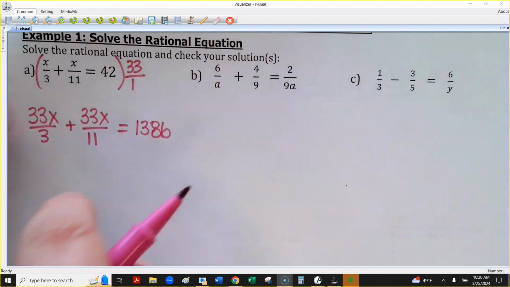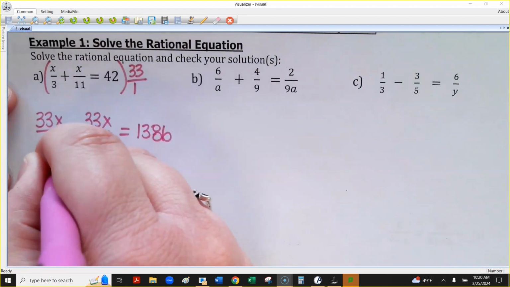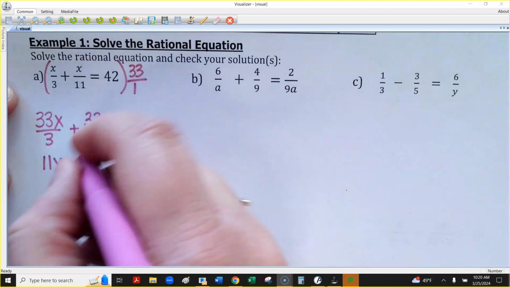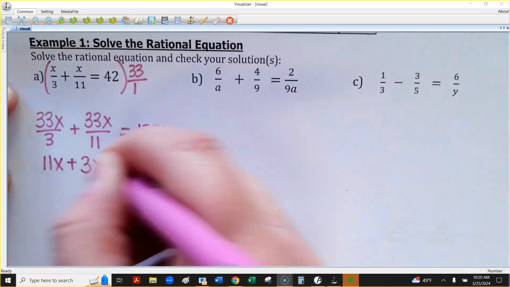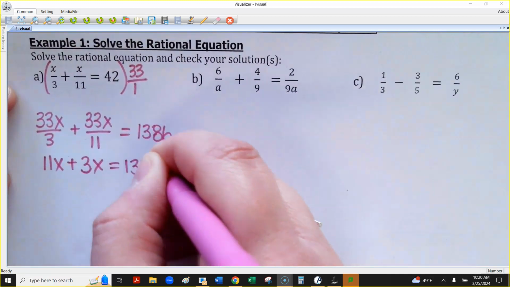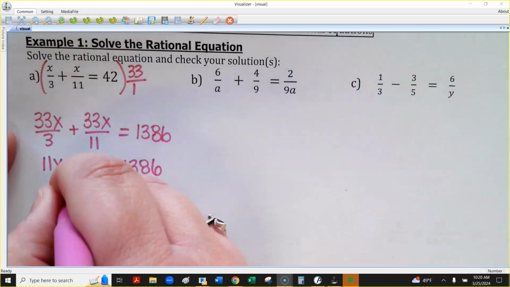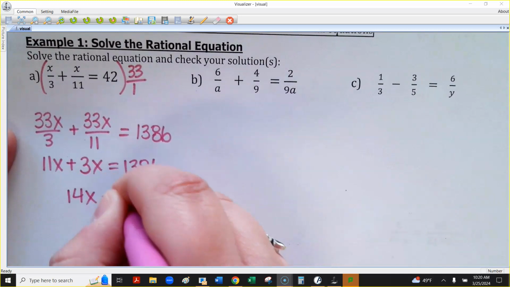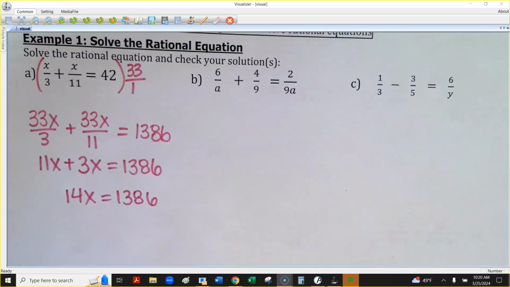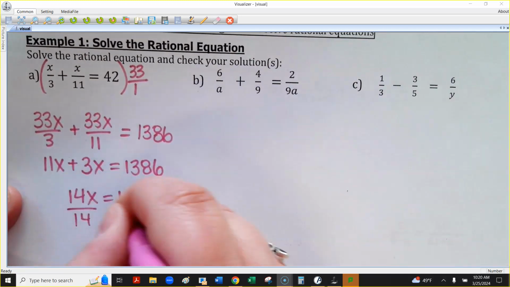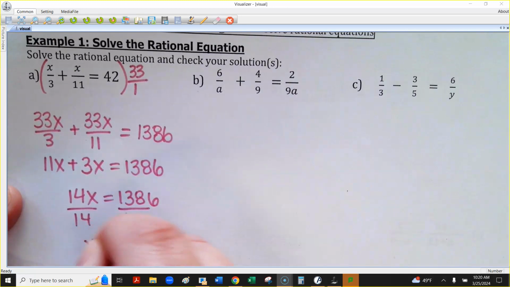So 33 divided by 3 is really 11x. 33 divided by 11 is really 3x. And then this is the equation we're going to solve here. Just combine like terms: 11x and 3x would be 14x. I don't know if that divides evenly into 1386, but we're going to find out. And it does. All right, I'm dividing both sides by 14. x is going to be 99.